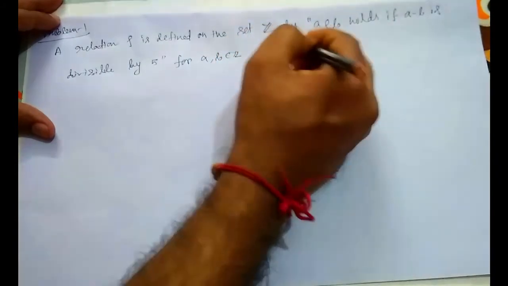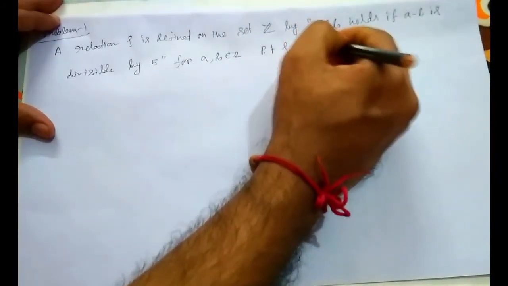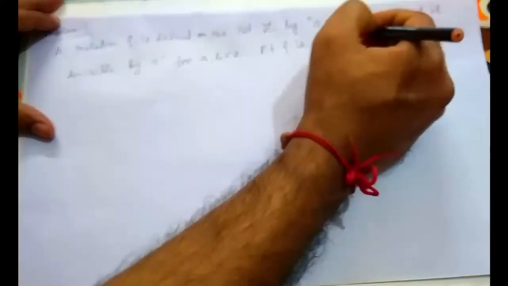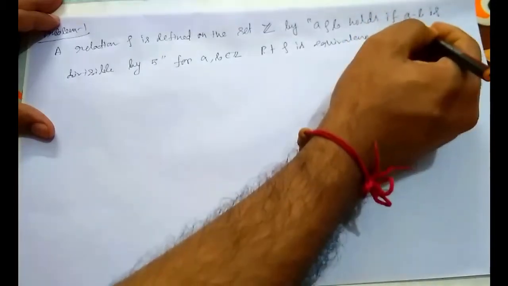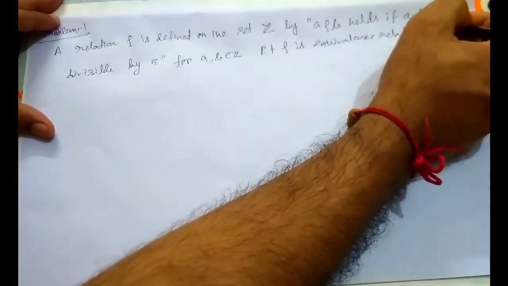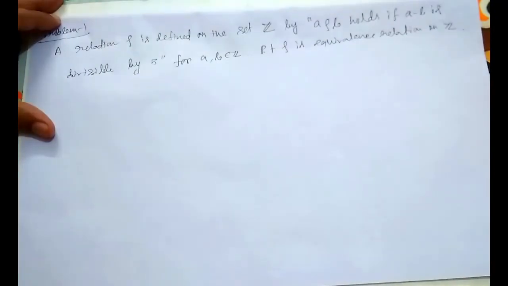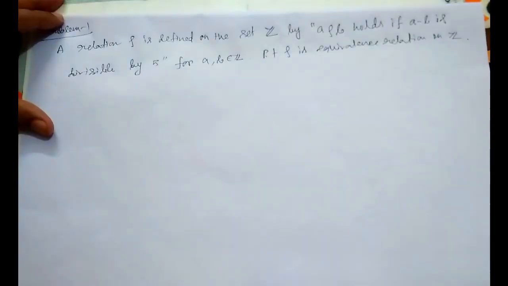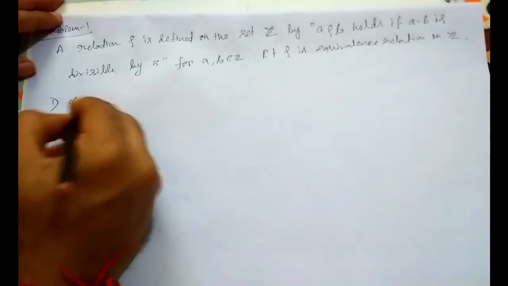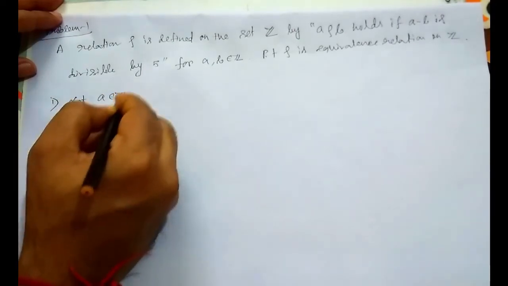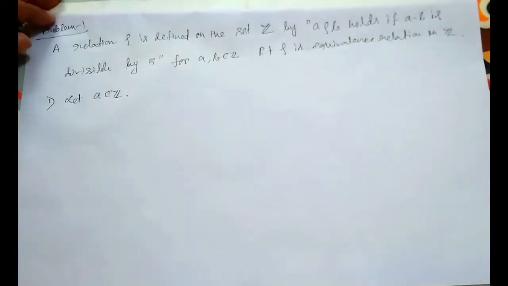Prove that rho is an equivalence relation on Z. That means we have to prove that rho is reflexive, symmetric and transitive. Okay, number 1, let a belong to Z.